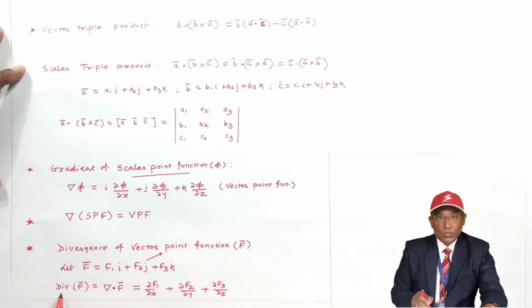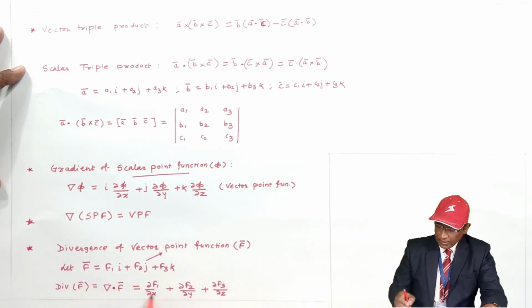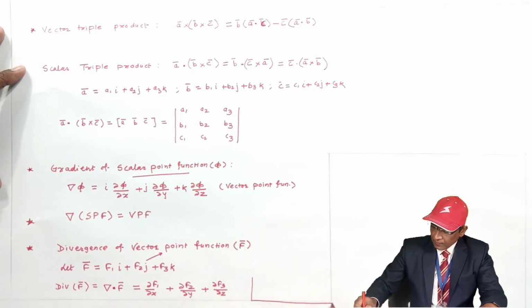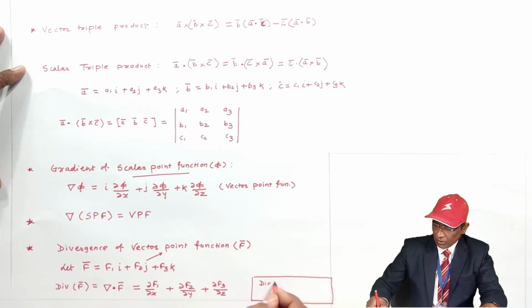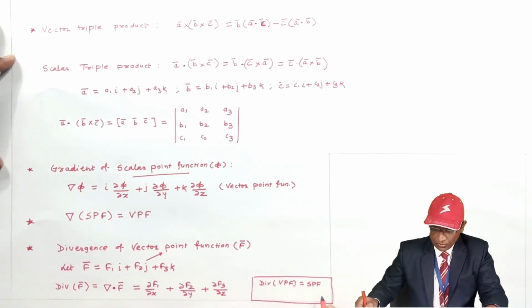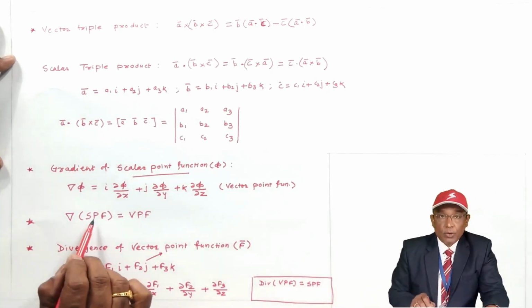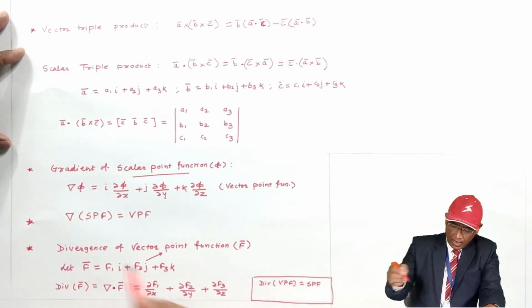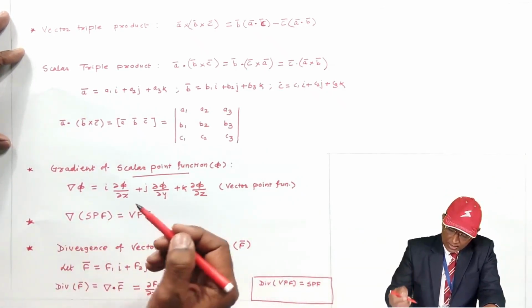But when you take divergence of a vector point function, you get a scalar point function. Here you don't find i, j, k. In short, when you take divergence, or del dot, of a vector point function, you get a scalar point function. Okay, this you remember. Divergence of a vector point function is a scalar point function. Gradient of a scalar point function is a vector point function. And divergence is always taken over a vector point function, and gradient is always taken over a scalar point function.